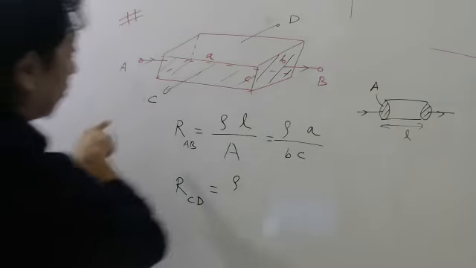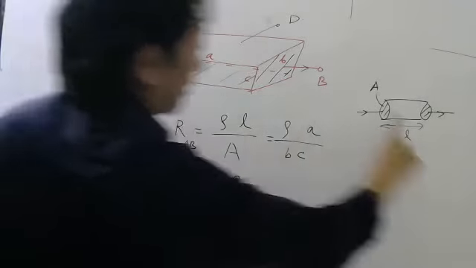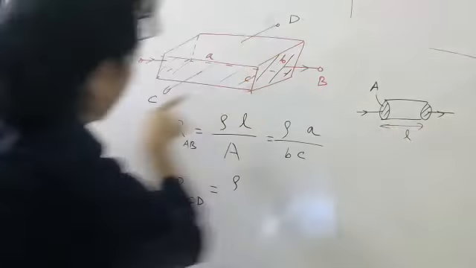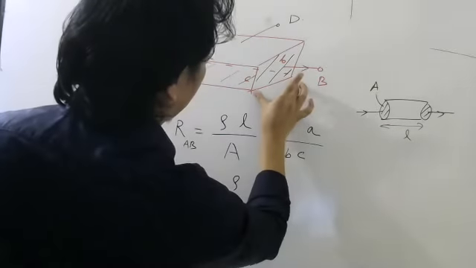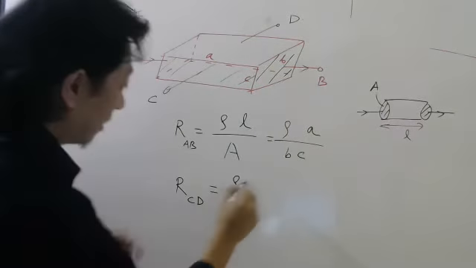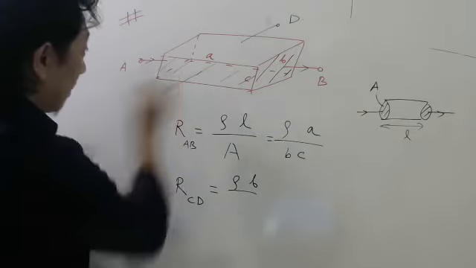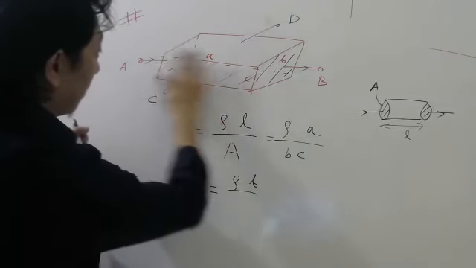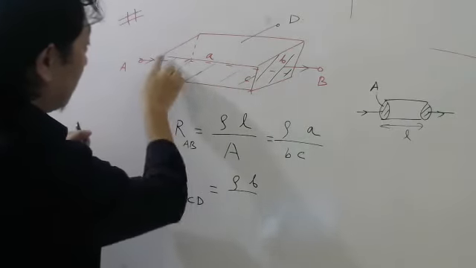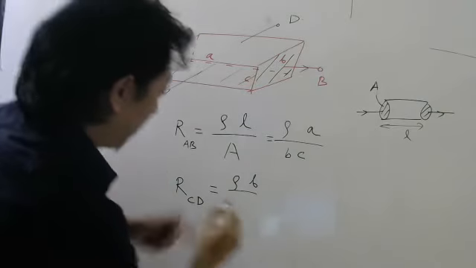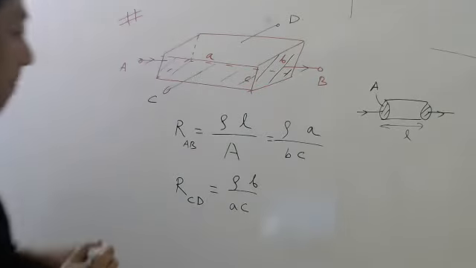Rho, current will go like this. So this L should be parallel to current. So current will go like this, which means this is the length. This length, B, divided by this area, this front area I have to use. This front area will be how much? This is A, this is C. So the front area will be A into C.